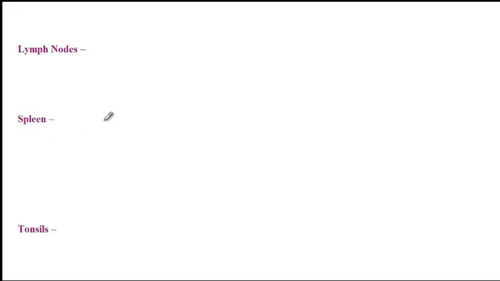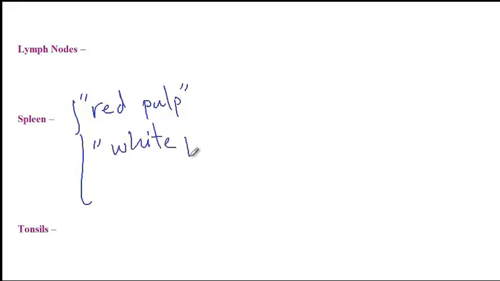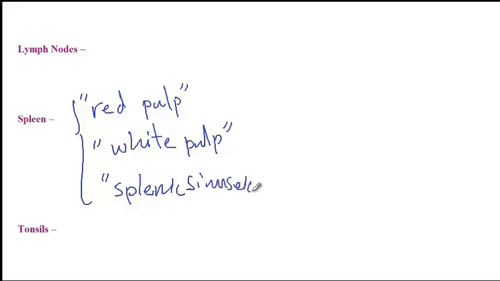Spleen, on the other hand, is made of three different structures. It's made of a red pulp, which is the site of the spleen that is engorged with red blood cells. It's made of a white pulp, which is the site on the spleen that is housing the white blood cells or lymphocytes. And finally, it has the splenic sinusoids, which are lined by macrophages.